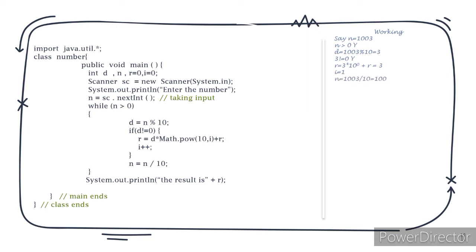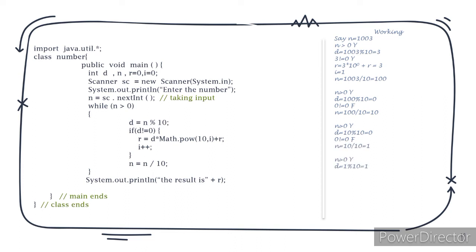And the quotient is 100. We repeat the process with the value 100. So I'll get the next digit as 0. Because the condition was d not equal to 0, but d has become 0, the statement r is equal to d asterisk math.power 10 comma i plus r will not be executed. So we'll continue with the next value, that is 10, and again I'll get the next digit as 0. So again, the if conditional part will not execute, and we proceed.